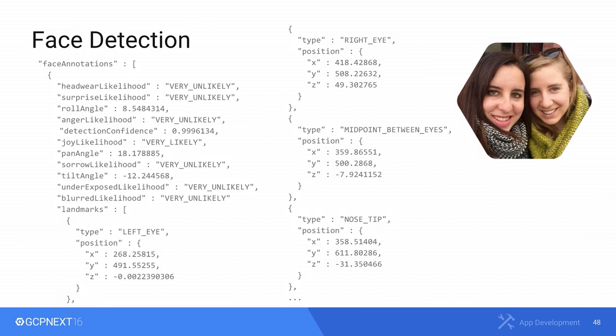And then here's an example of a face detection response of a picture I took with a friend. You can see it returns the result of the emotions it detected. We can see that joy likelihood was very likely. It also returns a landmarks object, which includes a bunch of different features in your face and the XY coordinates of where those are in the image.